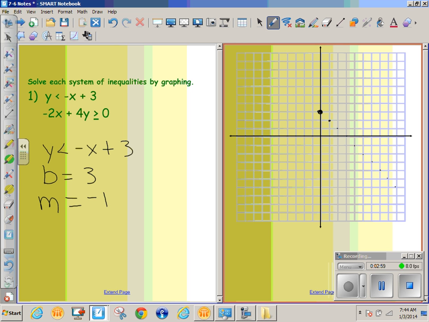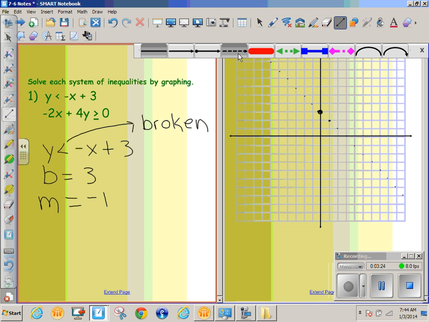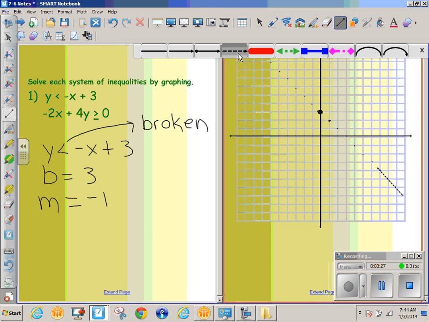So once I know the points on the graph, then I have to determine what kind of line. In this case, it's a less than. If you remember from section 7.5, if it's less than or greater than, then it's going to be a broken line. And if it's equal to, like less than or equal to or greater than or equal to, it's going to be a solid line. So that is important to remember in this lesson as well. So it's going to be a broken line. Make sure you're using your straight edge for me, please. And then make sure that you have arrows at the end of the line.